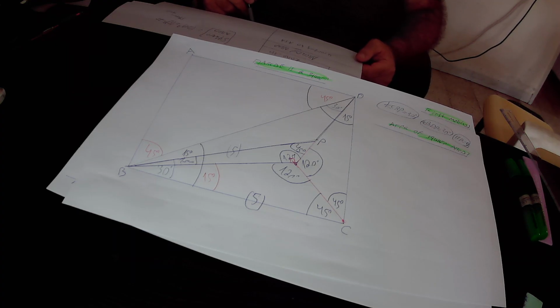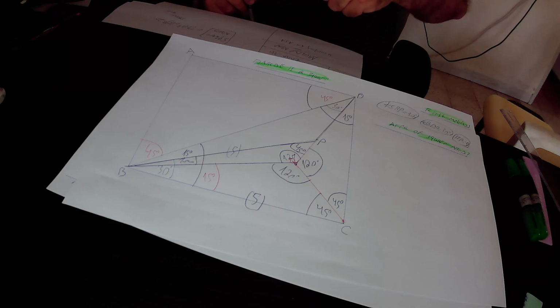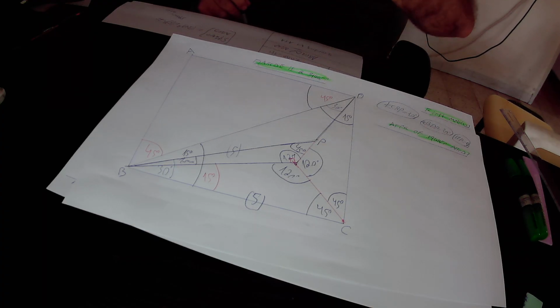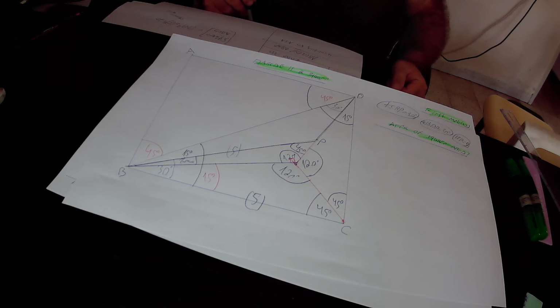The next step, I present to you how to find the area of this big square ABCD according to the second method.